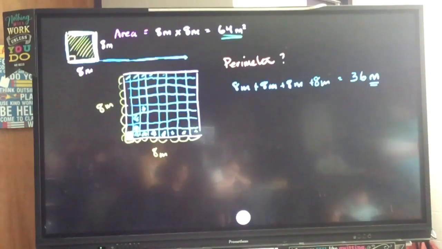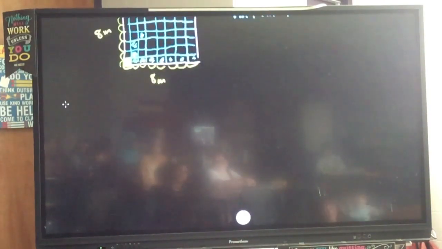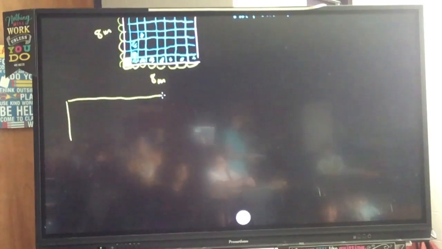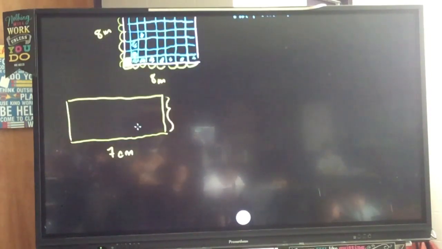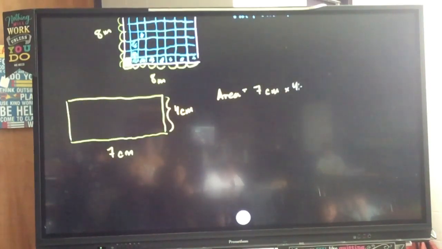Now, let's make it a little bit more interesting. What happens if instead of a square, I have a rectangle? I have a rectangle like this. Let's say that this side over here is 7 centimeters. And let's say that the height right here is 4 centimeters. So what is the area of this rectangle going to be? It's going to be 7 times 4 centimeters. 7 centimeters times 4 centimeters.